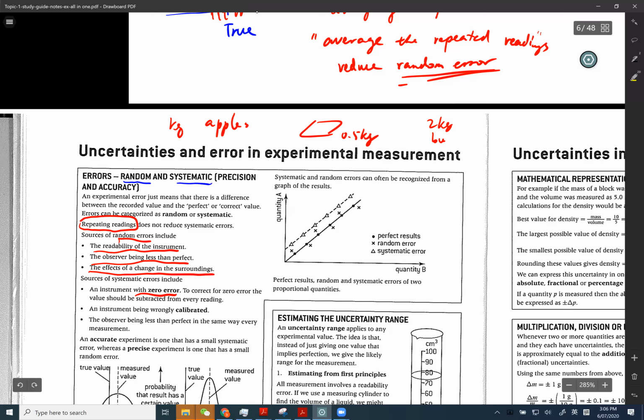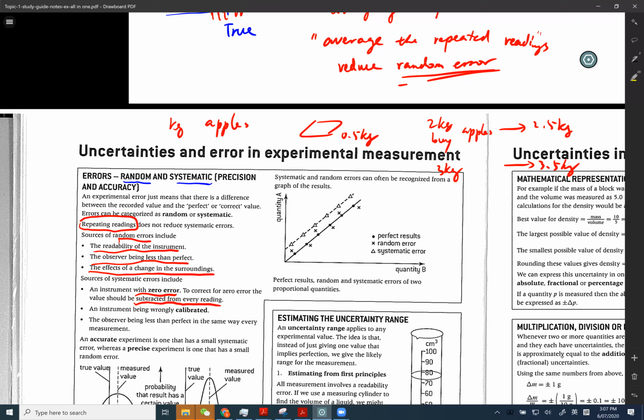You buy 2 kg apple, right? But this scale gave you 2.5 kg. You buy 3 kg apple, this scale give you 3.5 kg. Always same amount. That's why in this summary, they say the value you need to subtract from every reading. So it's the same error for all, because of the instrument. Yes, yes. So zero error.